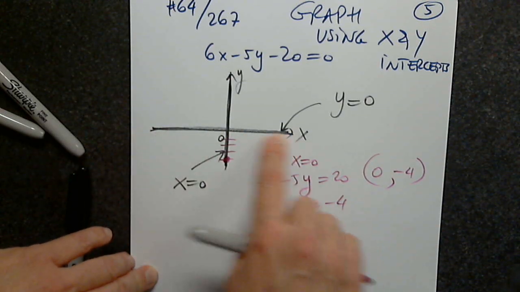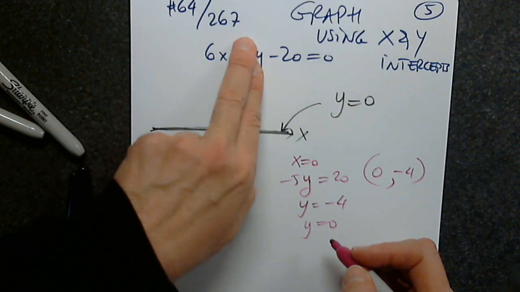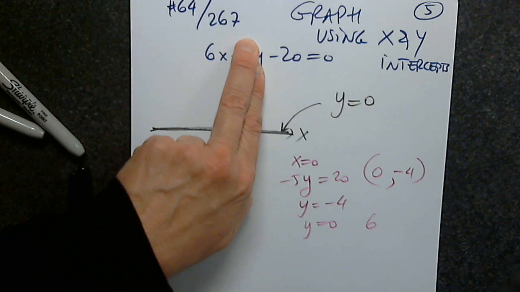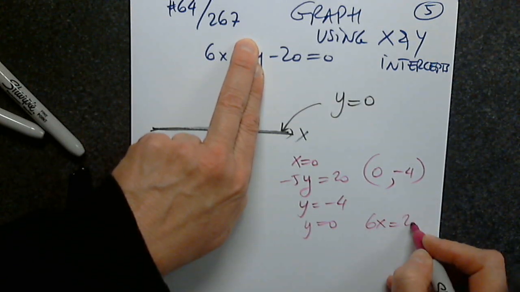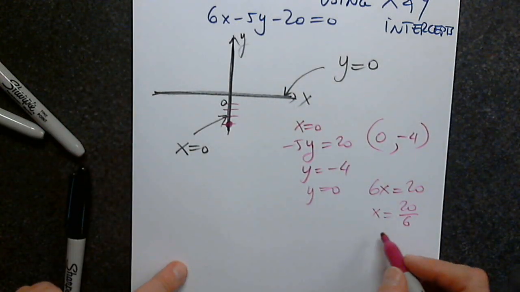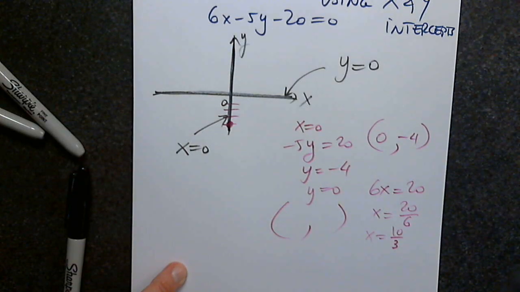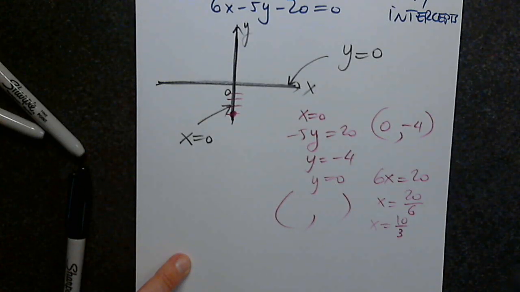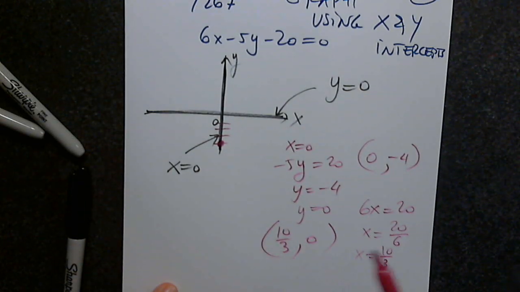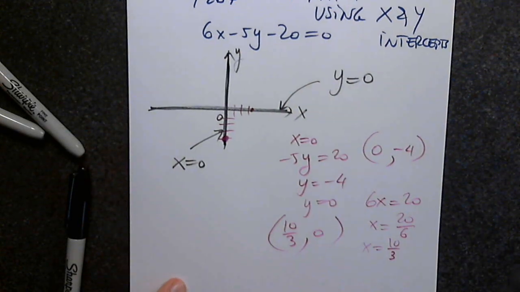Now we'll make y equals 0 to determine the x-intercept. So I cover this now. So I have 6x equals 20. So then x equals 20 divided by 6, which is 10 divided by 3. What is the ordered pair that we just determined now? 10/3, very good, comma 0. 10/3 is a little bit more than 3. 3 and a little bit, and 1/3.